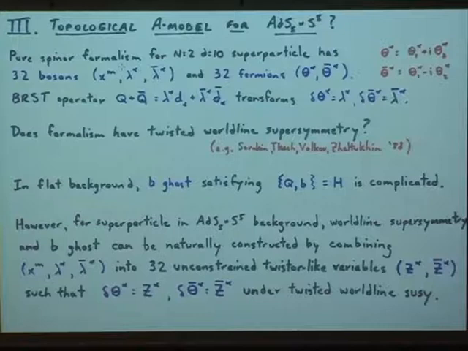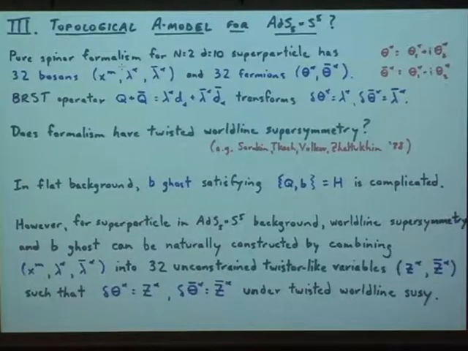So the BRST operator for the superparticle is essentially just the zero mode for the superstring. So it would just be the sum of lambda alpha d alpha and lambda bar alpha d bar alpha. And that, of course, transforms theta alpha into lambda alpha and theta bar alpha to lambda bar alpha. And this looks like something like world line supersymmetry. So it's natural to ask if this formalism actually has some hidden twisted world line supersymmetry where Q plus Q bar would just be one of the supersymmetry generators.